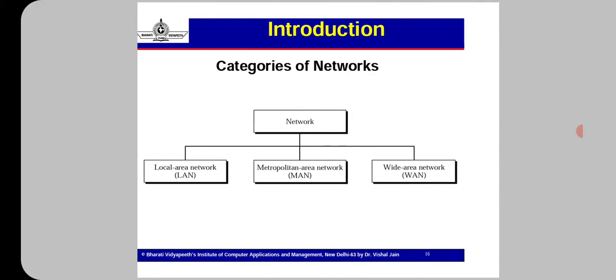Similarly, what are the categories of networks? There are different types or categories of networks. Basically there are three types of networks used. First one is called LAN, second one is MAN, third one is WAN. LAN means local area network, MAN is metropolitan area network, and WAN is wide area network.